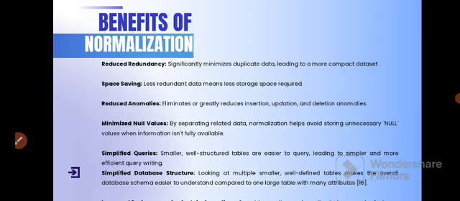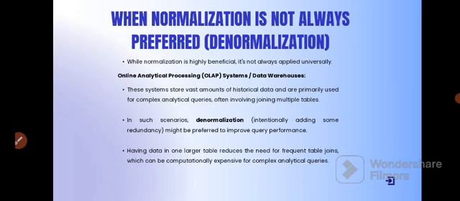Simplified queries: smaller, well-structured tables are easier to query compared to a bigger or larger schema. Simplified database structure: looking at multiple smaller, well-defined tables makes the overall database schema easier to understand compared to one larger table with many attributes. So why is normalization not always preferable?